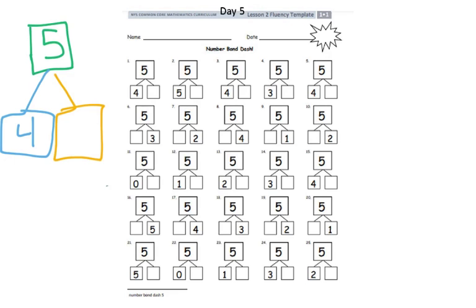So let's see. We're going to start at 4, and we need to get to 5. So let's see. 4, 5. Oh, that's only one more. Okay, so now go ahead. You can finish all of these problems.